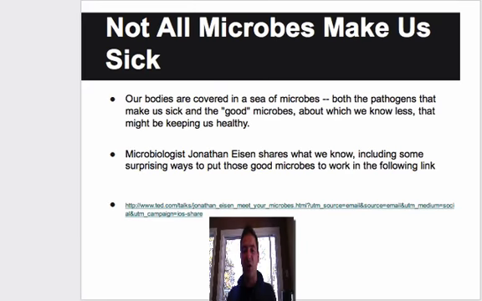And then not all microbes, though, make us sick. So not all pathogens or microbes, these tiny microorganisms, not all of them make us sick. So really our body is covered in a sea of microbes, but there's both pathogens that make us sick, and then there's also good microbes, okay? And those are the ones that maybe protect us. And we don't know as much about them as we do about the pathogens that make us sick.